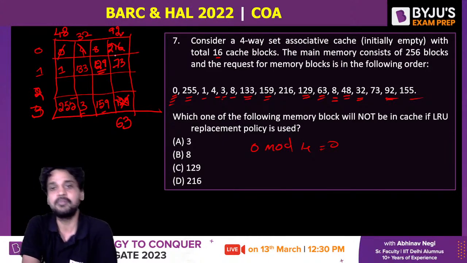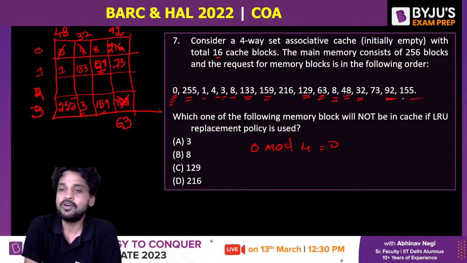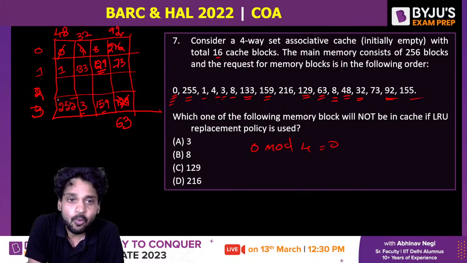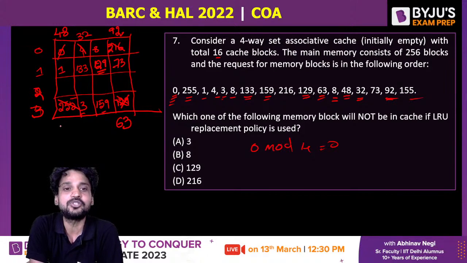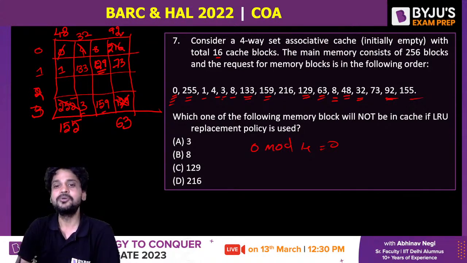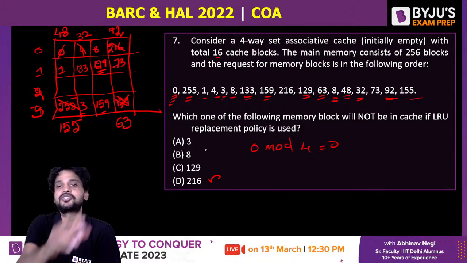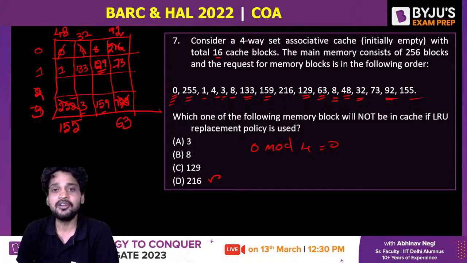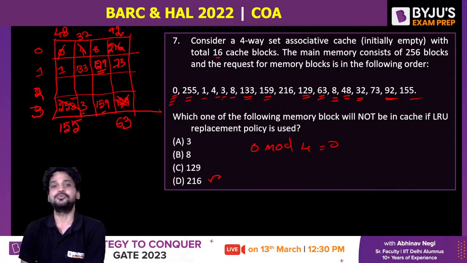I hope you got my point. After which 155. 155 mod 4 is equal to 1. 155 is going to replace 255. Got me? So which one is not present? 216 won't be present right after we access all the blocks and the LRU replacement policy has been used.